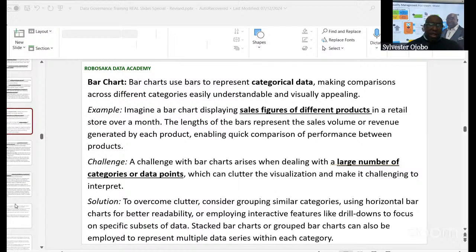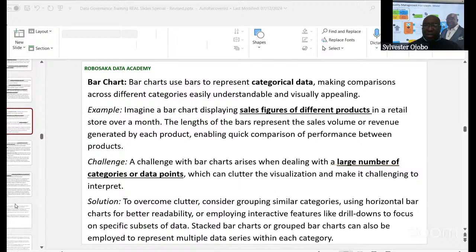So to overcome it, you consider grouping similar categories, using horizontal bar charts for better readability, or employing interactive features like drill-downs to focus on a specific data set. Because if there's a complex data category, you will have to find a way to drill down to focus on a specific set of data.